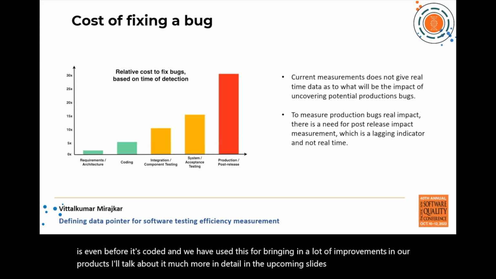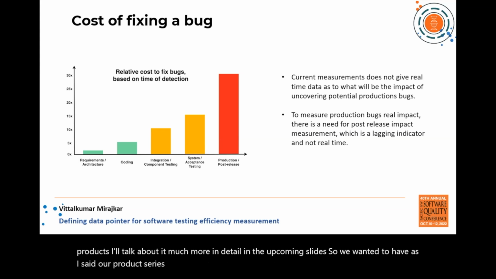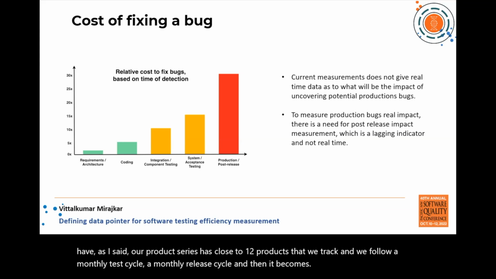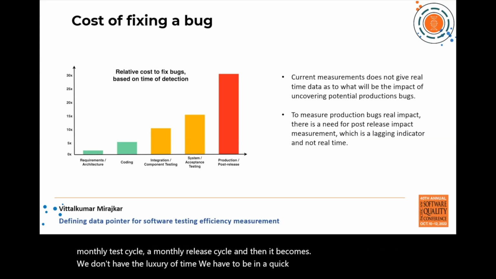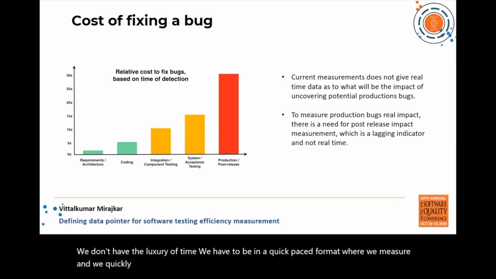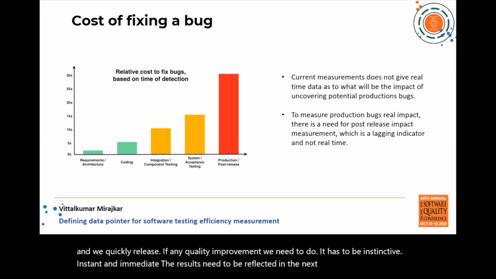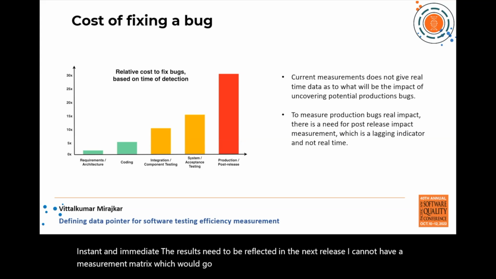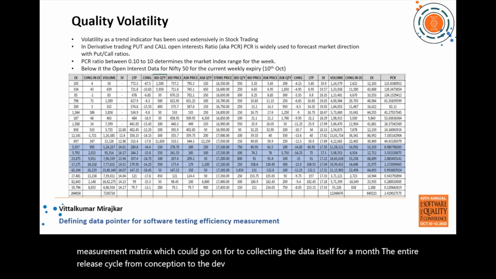As I said, our product series has close to 12 products that we track, and we follow a monthly test cycle, a monthly release cycle, and we don't have the luxury of time. We have to be in a quick-paced format where we measure and quickly release. If any quality improvement is needed, it has to be instant and immediate. The results need to be reflected in the next release. I cannot have a measurement matrix which would take a month just to collect the data. The entire release cycle from conception to release itself is a 4 week window for me.